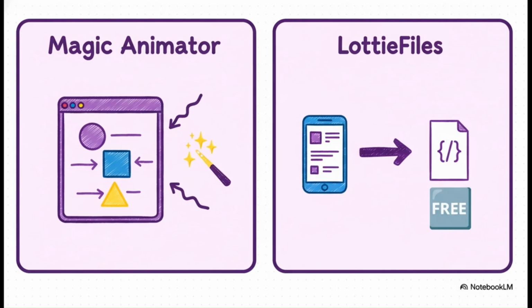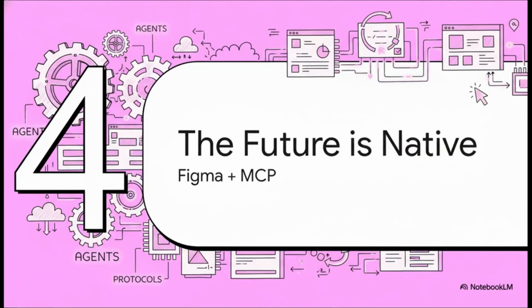For AI-powered animation right inside Figma, Magic Animator is just incredible. It looks at your layers and automatically creates these complex, beautiful movements for you. And for a free but super powerful alternative, Lottie Files is the way to go. It turns your prototypes into these tiny JSON files that developers can drop right into the code, making your site feel super premium.